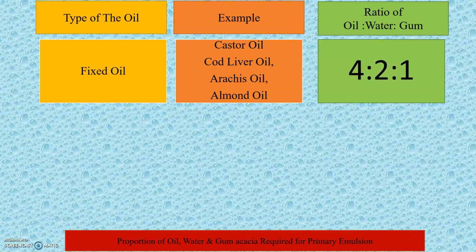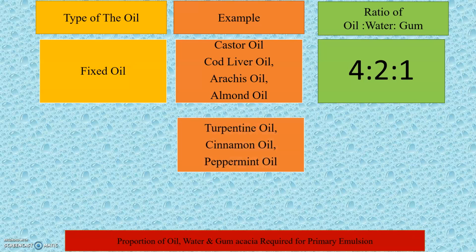is 4:2:1. That means how much quantity of oil you are going to take, half the quantity you have to take of water, and half the quantity of water you have to take of gum acacia. Say for example, if you are taking 10 ml of oil, you have to take 5 ml of water and 2.5 gram of gum acacia.